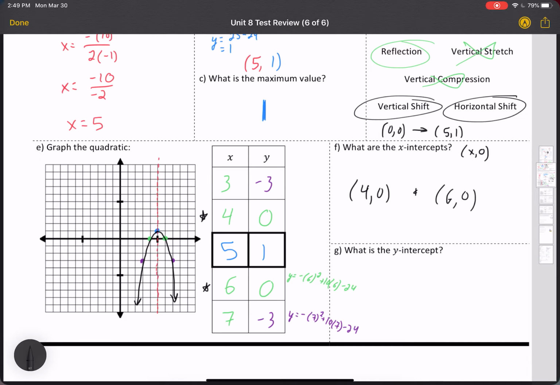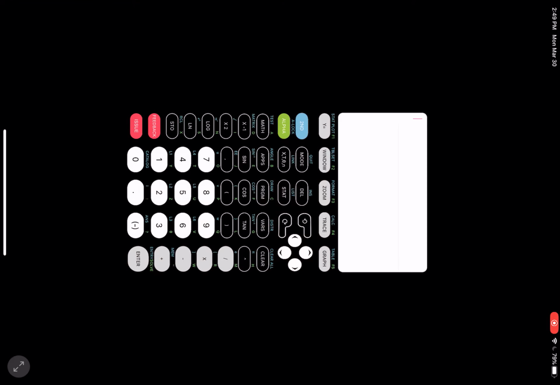Okay? So, you saw that I posted in Schoology today. This is an app. This is a free app if you don't have a graphing calculator. It doesn't work 100% of the same way, but similarly enough that if you don't have a graphing calculator, this is going to help you. So, remember, hit y equals. I'm going to clear that out. That was just a function I was playing around with earlier. I'm going to type in the function that we're dealing with right now, which is negative x squared plus 10x minus 24. After I plug that in, I'm just going to hit graph.